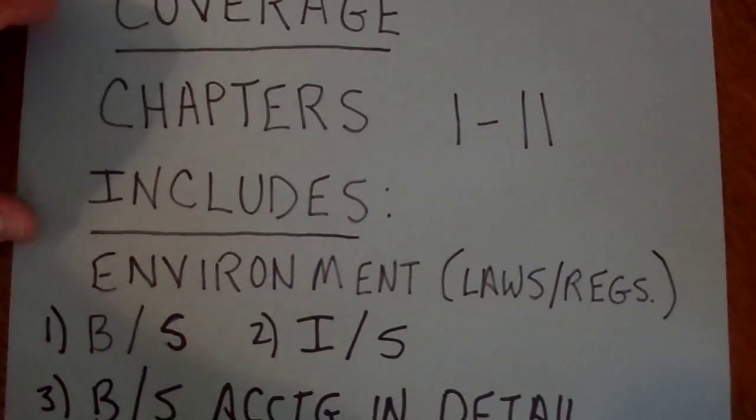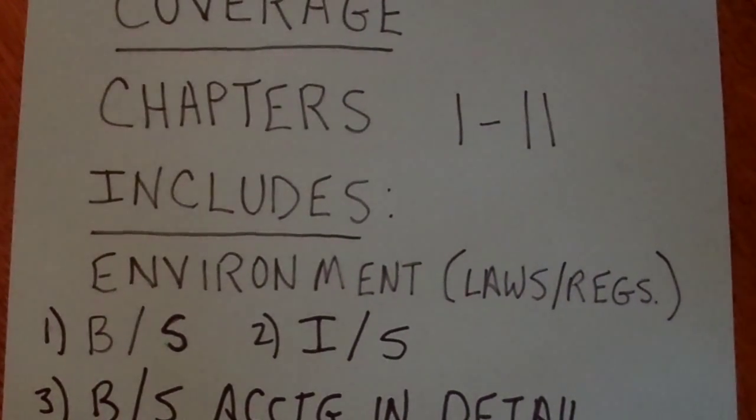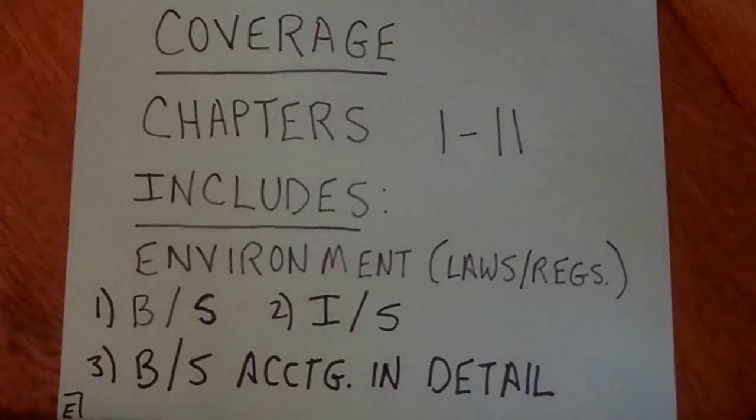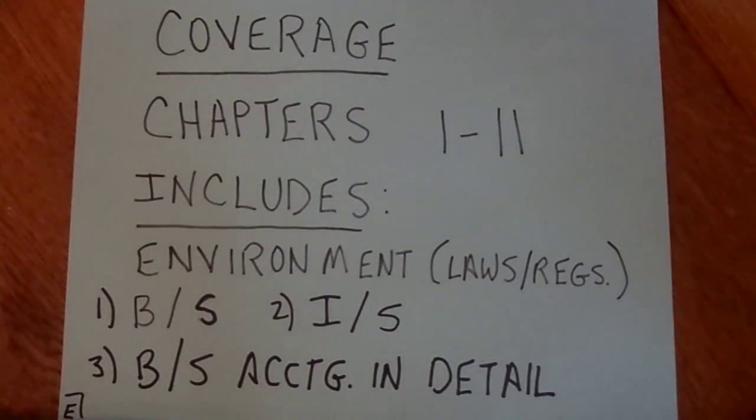The coverage for the class, what we're going to be doing this semester, is focusing on chapters 1 through 11. And this basically includes the topics of the accounting environment, laws and regulations in the profession, detailed discussion of the balance sheet, discussion of the income statement, and then chapter by chapter looking at various topics within the balance sheet.